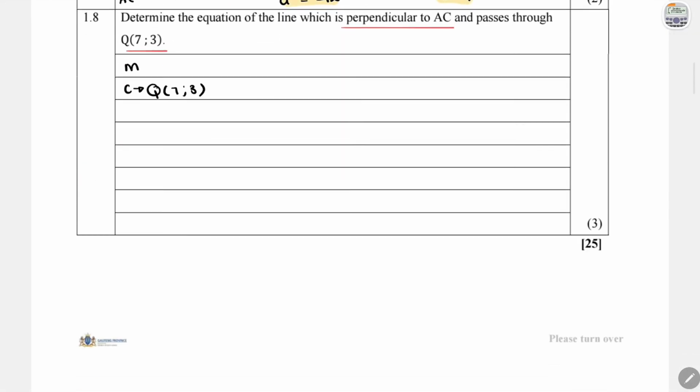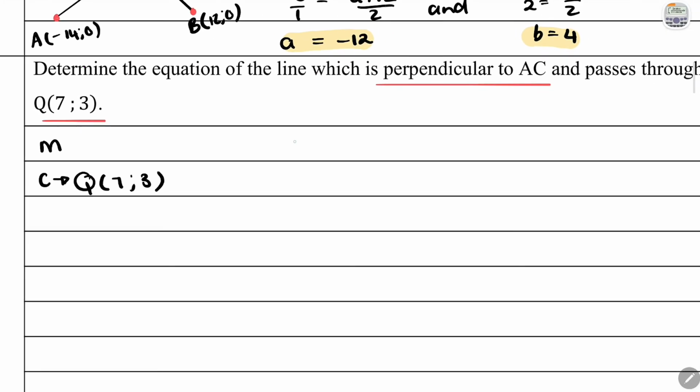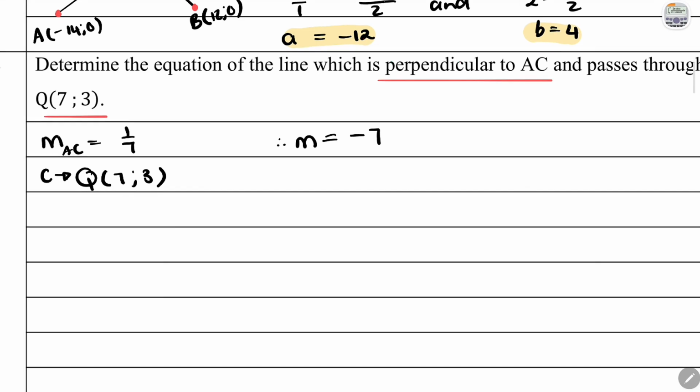So if that's 1 over 7, then the gradient of the line perpendicular to AC would simply be, we take that gradient of AC, 1 over 7, and you switch the numerator and denominator, making that 7 over 1, which is just 7, and then you multiply this by negative 1. So that's negative 7. And so that will hold the theory that if you have the gradients of perpendicular lines and you multiply them, they will give you -1. Okay, so here's the gradient, and that's a point on the line.